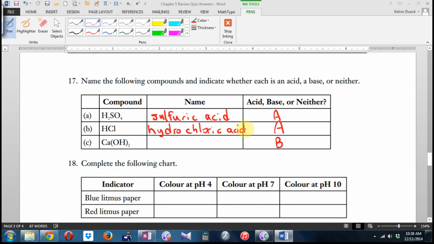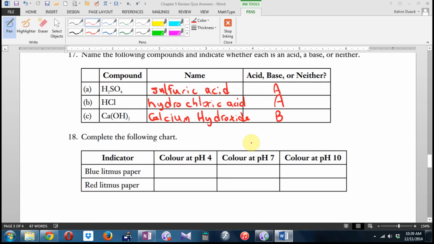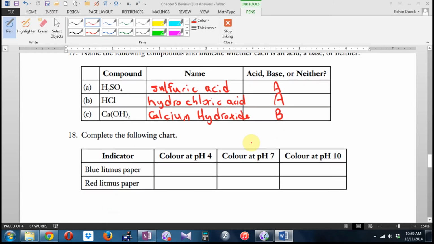What about CaOH, Mr. Dueck? That's not on my... Yeah, it is. It's calcium. Is calcium multivalent? Do I need Roman numerals? Nope. Hydroxide, because OH is hydroxide. This is a polyatomic ion. So the metal keeps its name. The non-metal, you either use the ide rule if it's an element, or if it's a polyatomic, use the name.